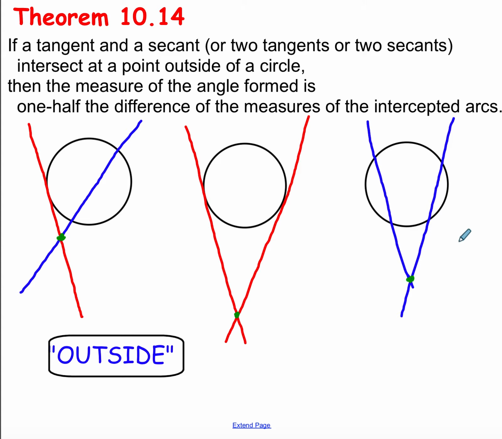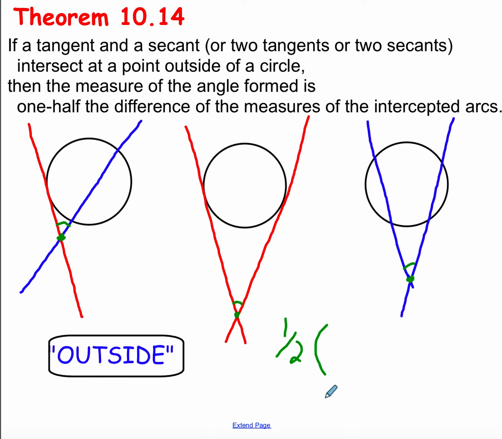All 3 of these scenarios, the math here is the same. And as you can see, we have formed 3 angles. There's one angle right here. There's one angle right here. And there's one angle right here. And what we know is that the measure of this angle that is formed is going to be 1/2 the difference of the measures of the intercepted arcs.